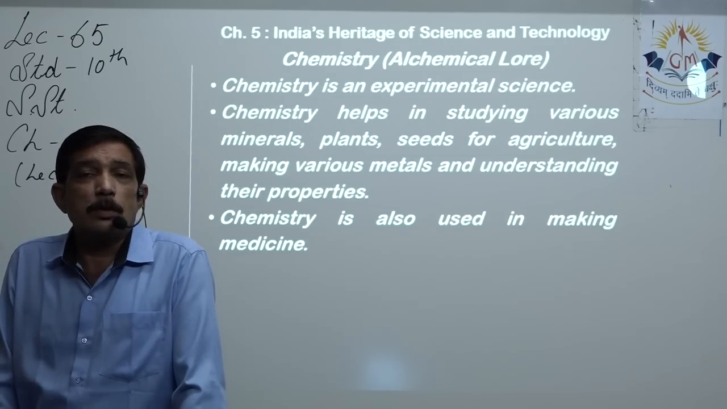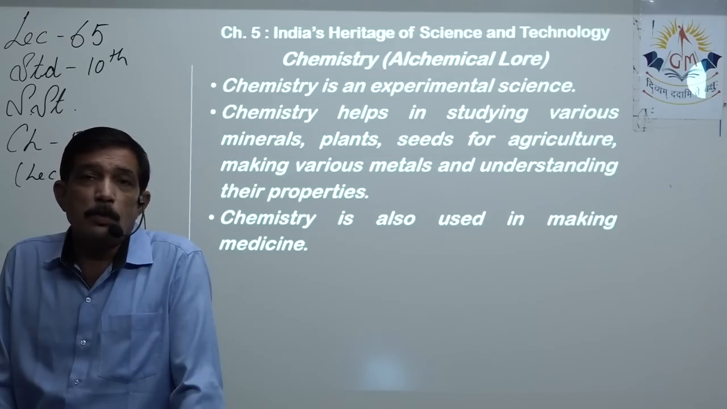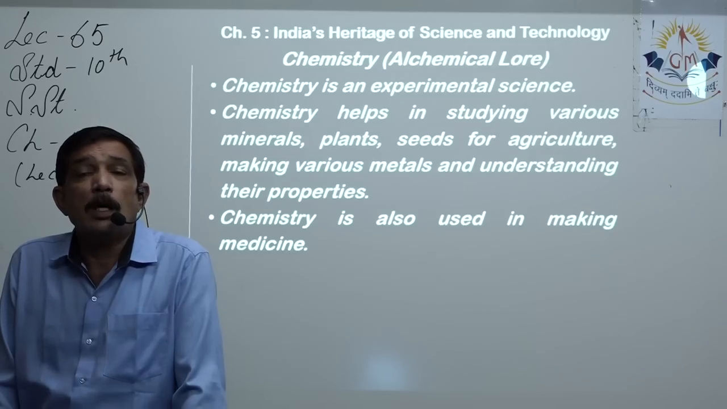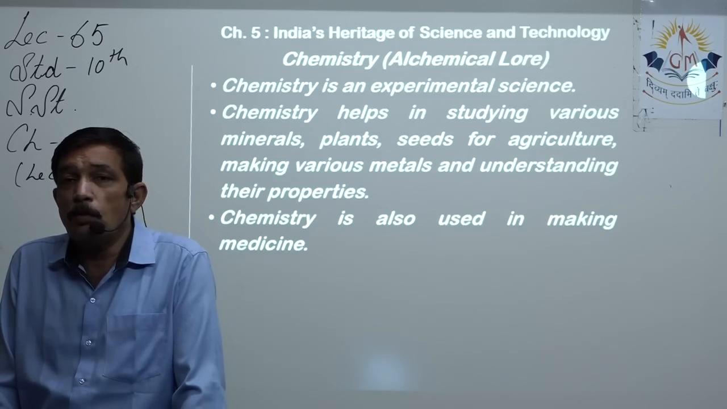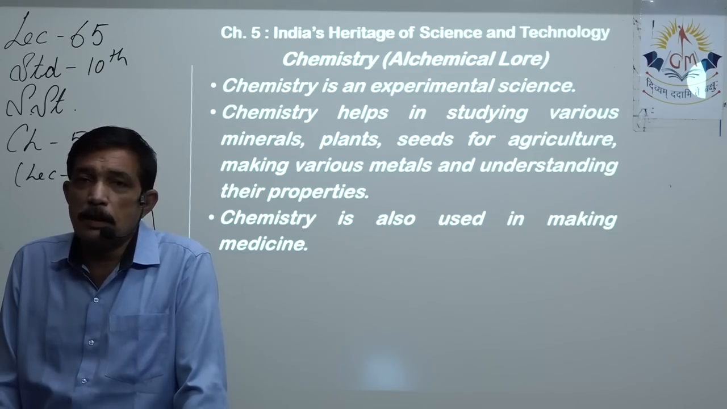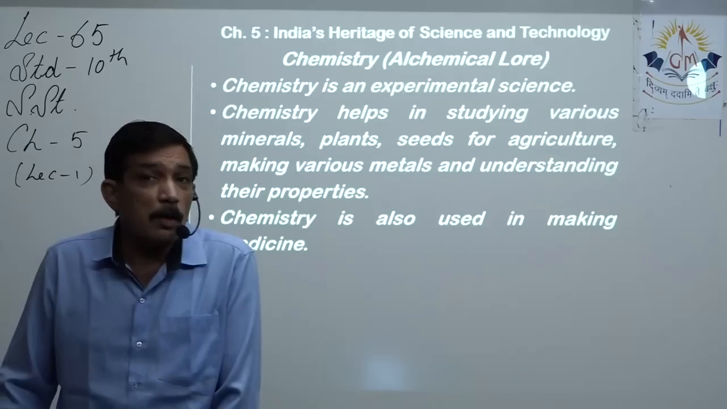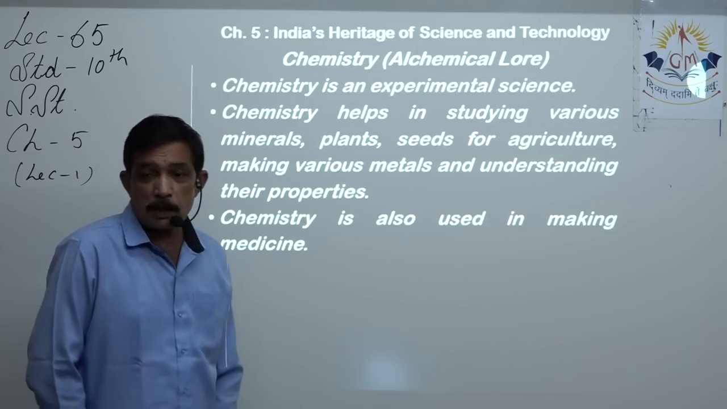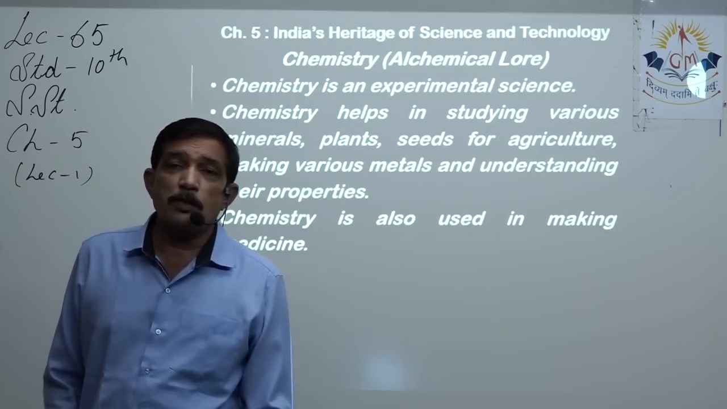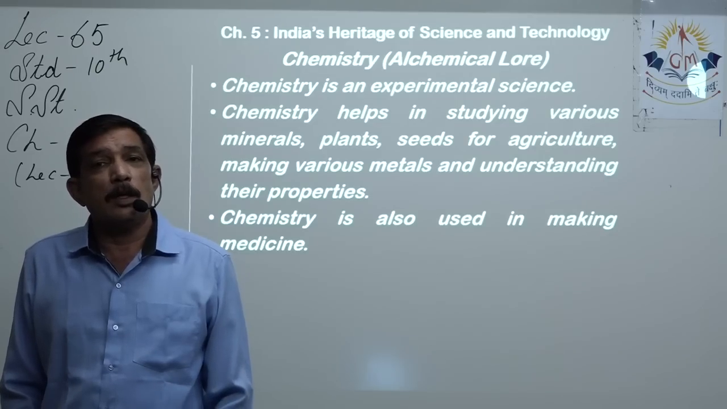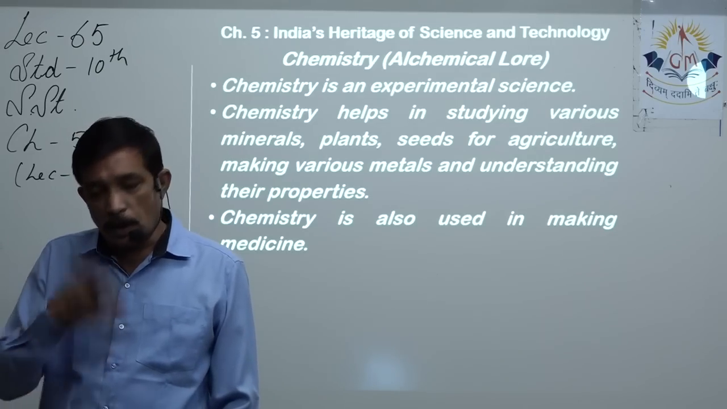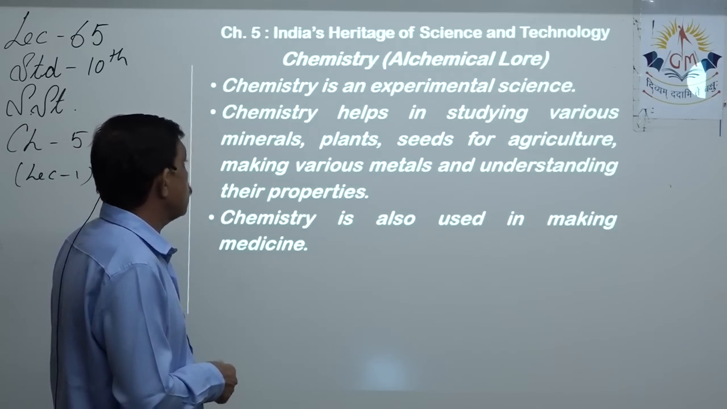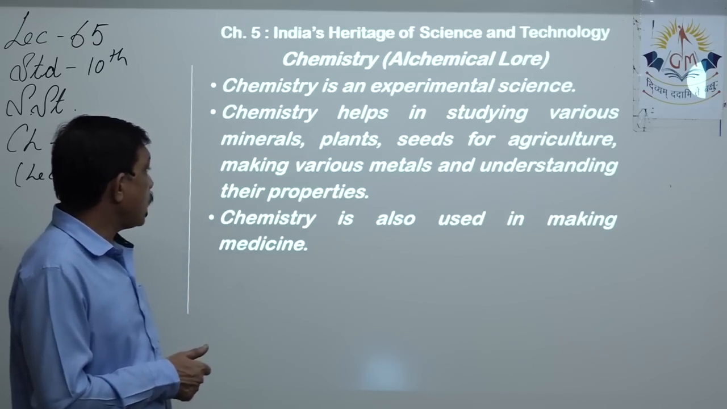Unless you experiment with it, it's not going to yield a result, and you cannot prove anything. Because I mixed this liquid with that liquid, the color of the liquid changed. Until you mix the two liquids, a blast doesn't happen in the laboratory and nobody knows that you are making something. So a blast has to happen, right? So chemistry is an experimental science. Yes, you have to mix an acid with a base and see whether neutralizing is happening or you made something new. So chemistry helps in studying various minerals, plants, seeds of agriculture, making various metals and understanding their properties.